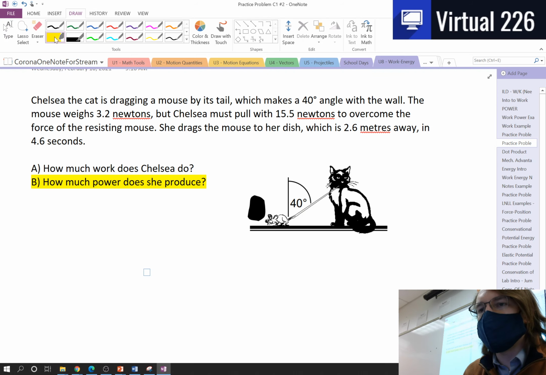Chelsea would not be the name of my cat. My cat would be named Whiskers or Mittens. One or the other. Both names are good. But our cat here is named Chelsea.